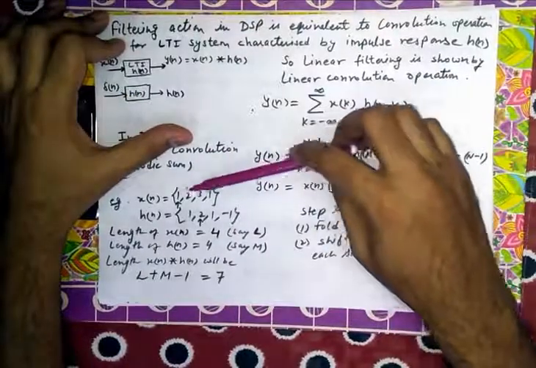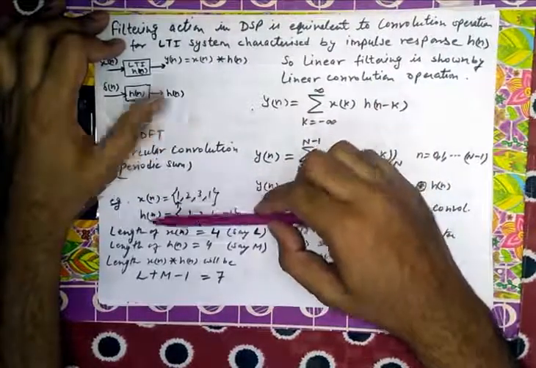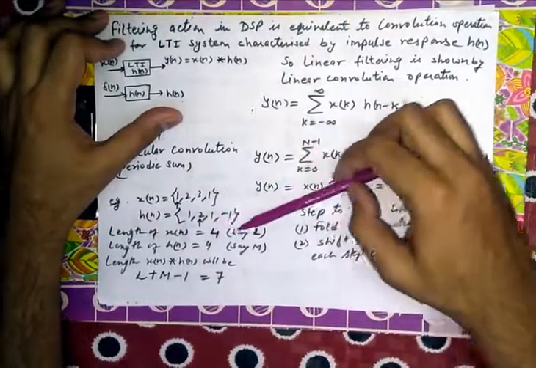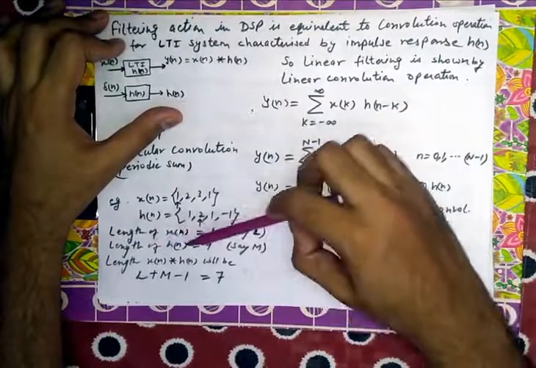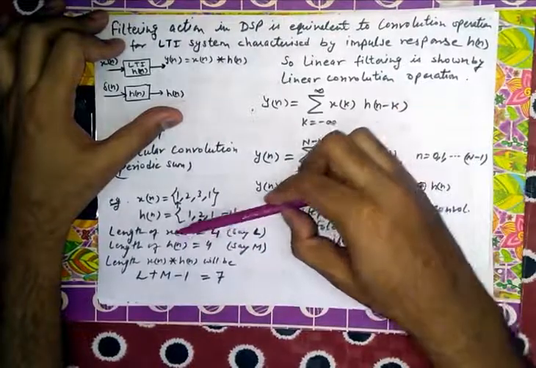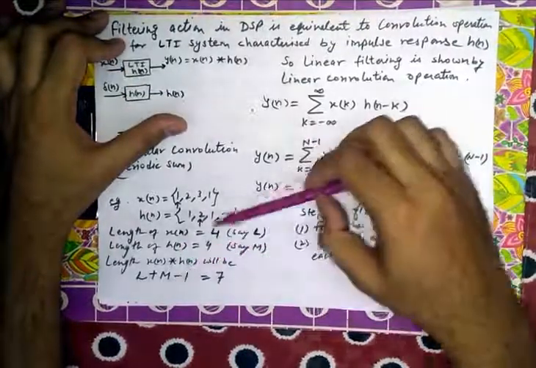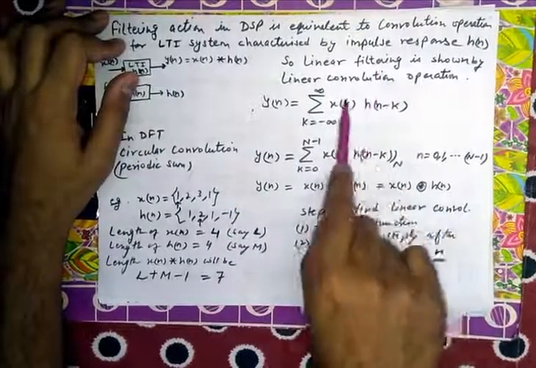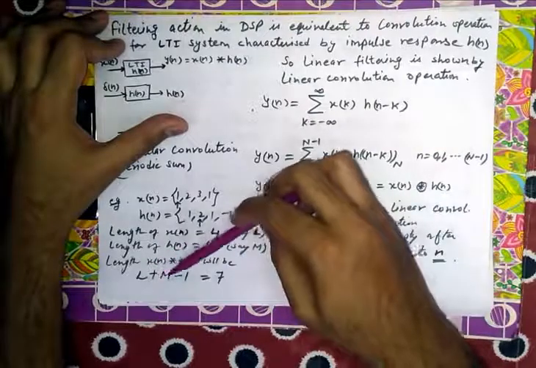Suppose we have a sequence 1, 2, 3, 4 and a second sequence 1, 2, 1, minus 1, which we call x the input and h the impulse response. The length of x[n] is 4. We will generally use L as the length of the input x, and M as the length of the system impulse response. After linear convolution, that is linear filtering action, the length of the new sequence must be L plus M minus 1, which is 7.